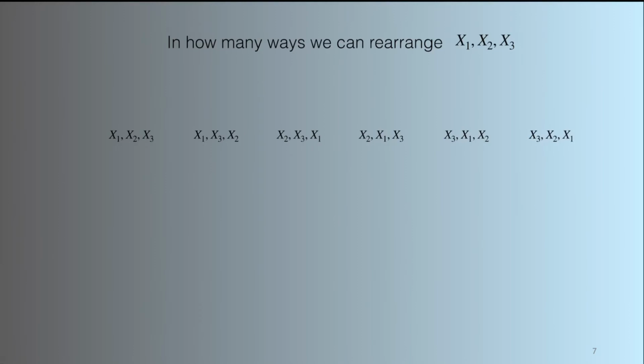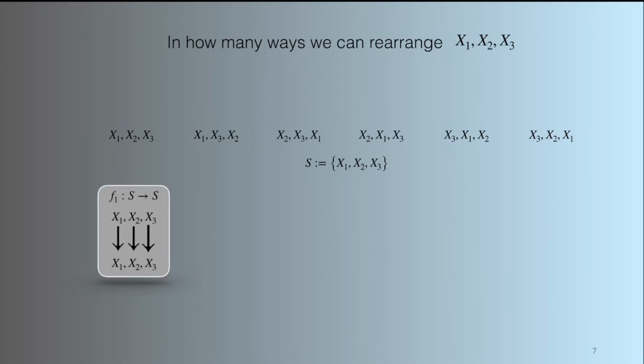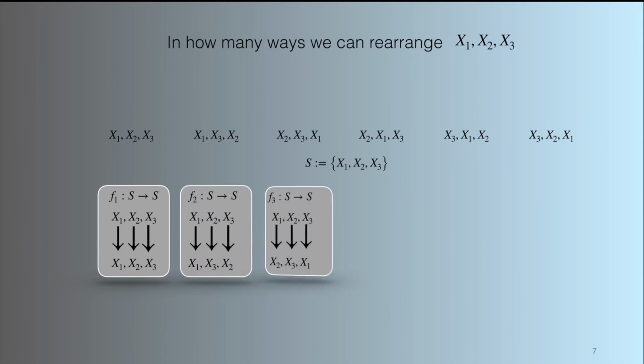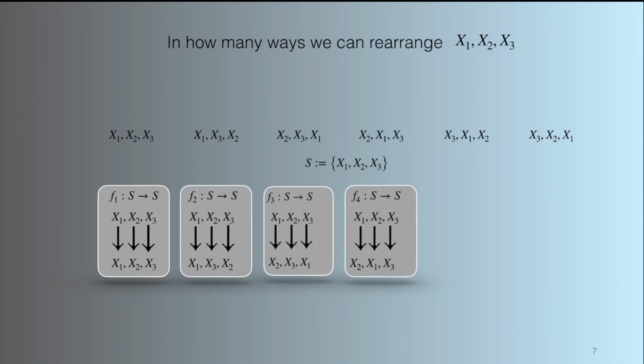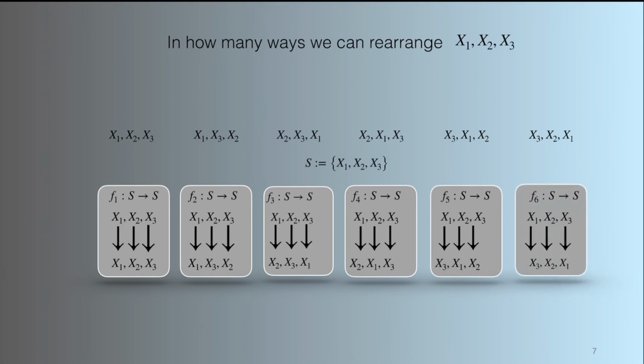And now we are going to define a finite set S containing the elements. Then every permutation can be thought of as a function. For the first one, we get an identity function f1 from S to S. For the second, the function is f2. For the third, the function is f3. For the fourth, the function is f4. For the fifth permutation, the function is f5. All the permutations are from the set S to the set S itself. And for the last permutation, the function is f6.